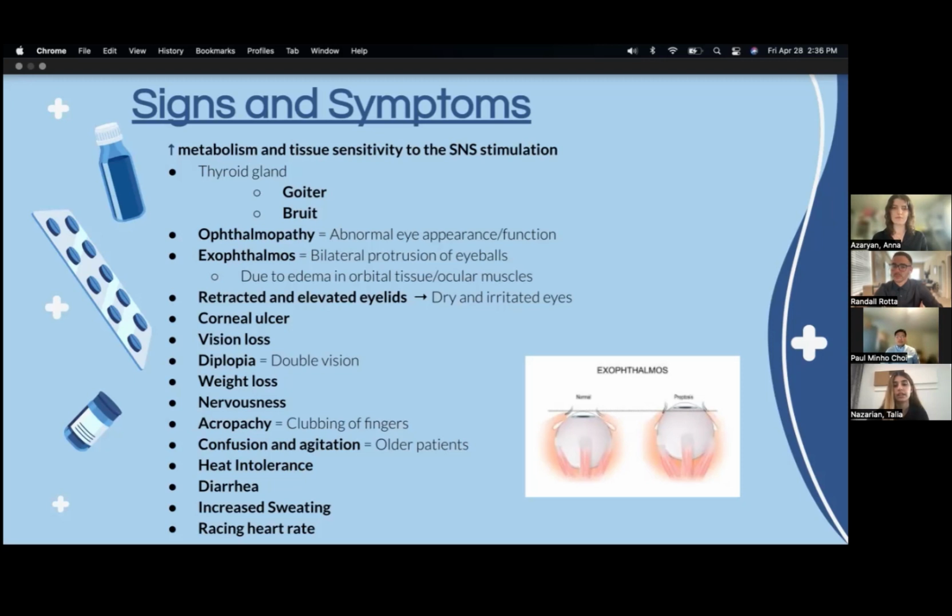Retracted and elevated eyelids may cause dry and irritated eyes. Corneal ulcers, vision loss, diplopia, which is double vision. And then we might also see weight loss, nervousness, acropachy, which is clubbing of the fingers. In older patients, we might see confusion and agitation. And patients may also experience heat intolerance, diarrhea, increased sweating, and racing heart rate.